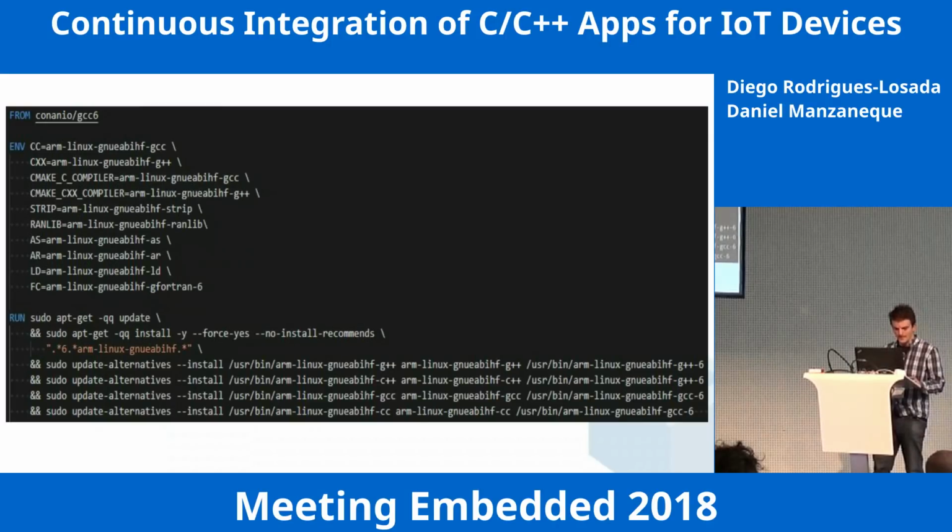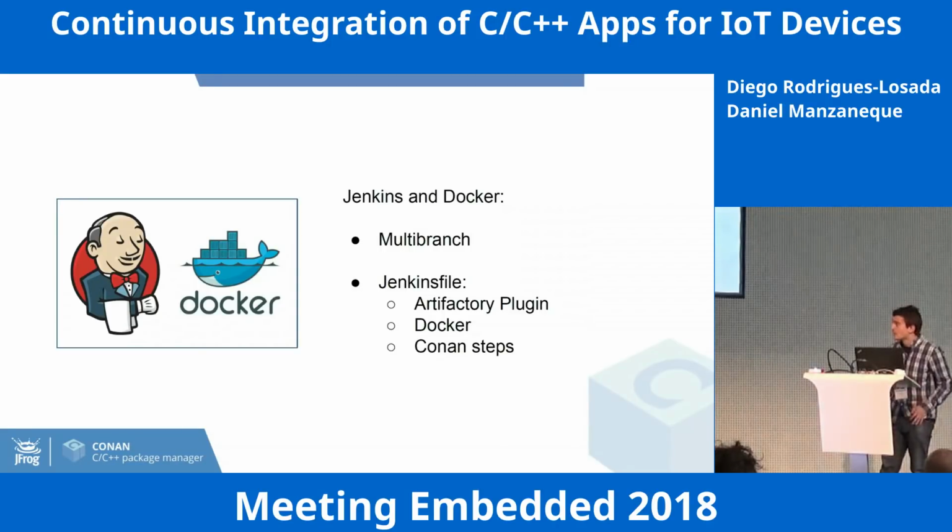For the rest of the setup, we are going to use Jenkins for continuous integration. We are going to use it in the multi-branch approach. This is very convenient because you may have different configurations if you are building a branch for develop or if you are building for a release.